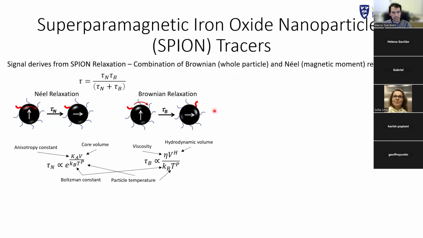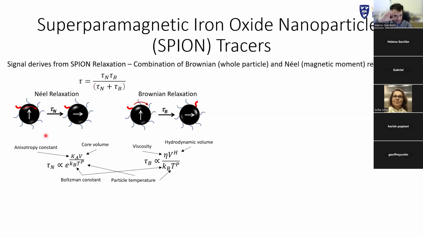So the processes that cause that relaxation, so how quickly it responds, there are two main processes that cause it, and the signal is dependent on the combination of the two of them. The first one is Néel relaxation, so that is the internal magnetic moments of the particle itself. So kind of the North Pole becoming the South Pole, so to speak.